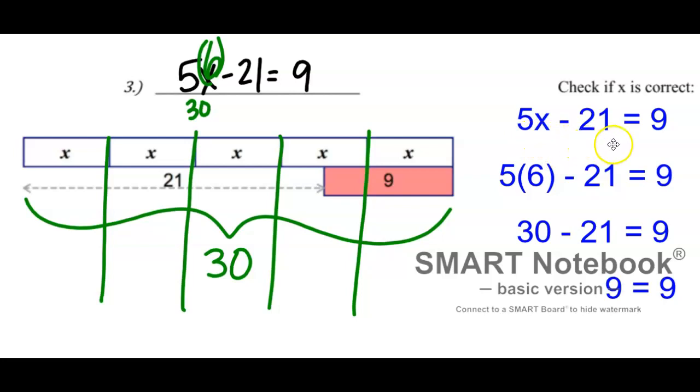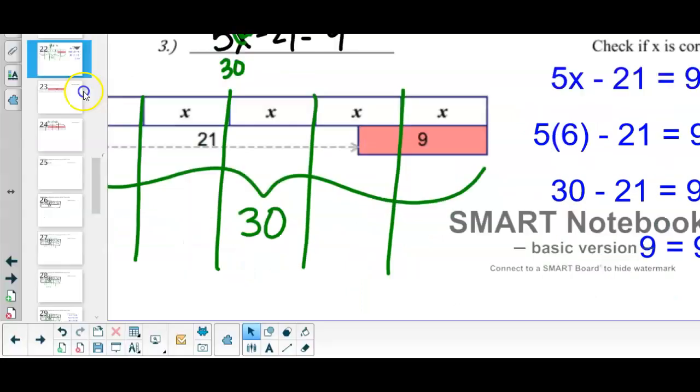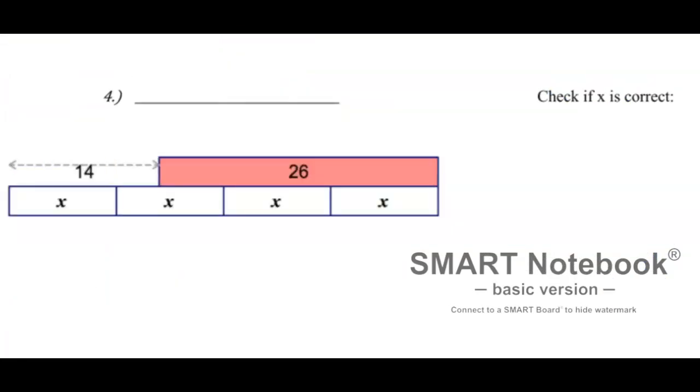So I had 5x minus 21 equals 9. 5 times 6 is 30, minus 21 equals 9. And 30 minus 21 does equal 9. 9 equals 9. Fantastic. So as you're doing these tape diagrams, it's super important to test if you got your answer right. All right, let's look at number 4.